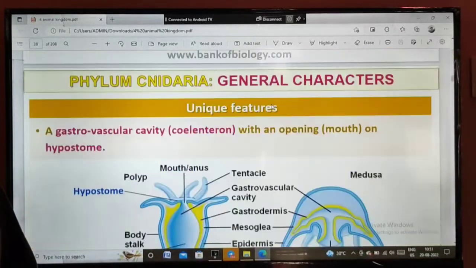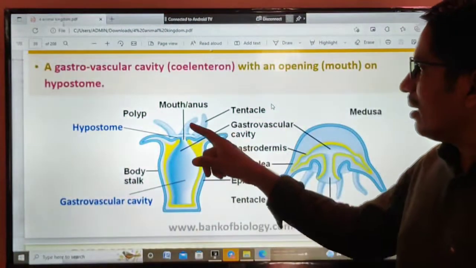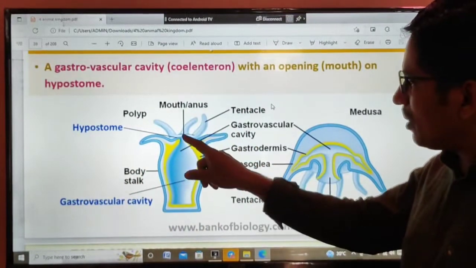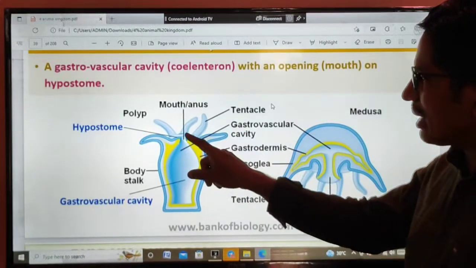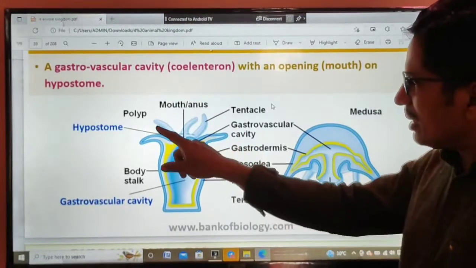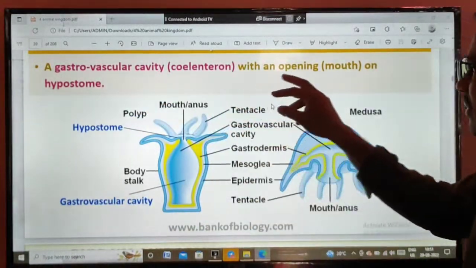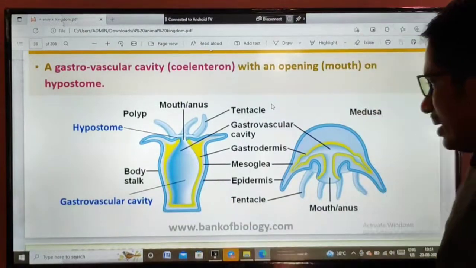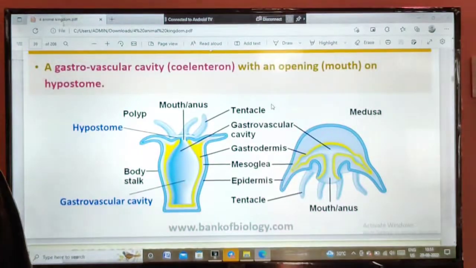And here a gastrovascular cavity is present which opens as a mouth, and this is an incomplete digestive system. This is the oral part, the upper part only. It is surrounded by the tentacles, and it serves as both mouth and anus. This is a polyp form. Tentacles are present here, with a gastrovascular cavity with an opening on the hypostome. We call it the hypostome, right? That cavity is the reason it is an incomplete digestive system, right?